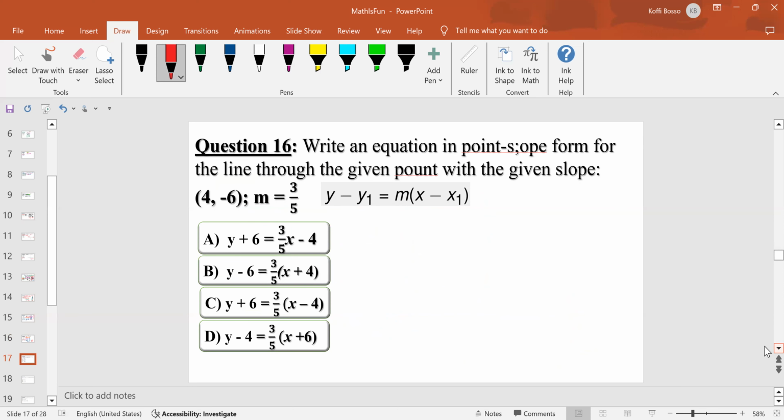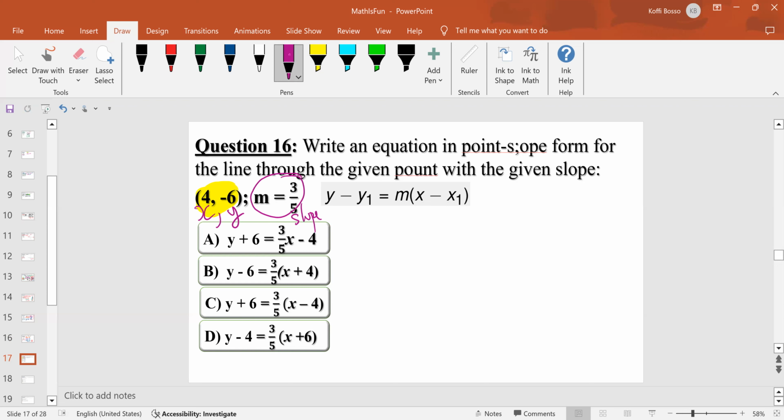So, write an equation in point-slope form for the line through the given point with the given slope. So what we have here are the coordinates of the given point. The x coordinate is 4 and the y coordinate is -6. So let's write it down. We have the x and the y, and what we have here is the slope.